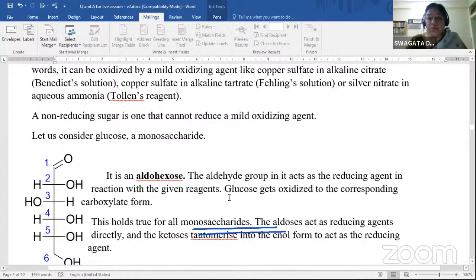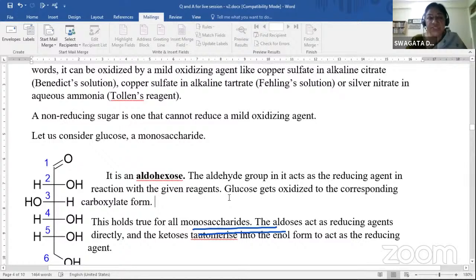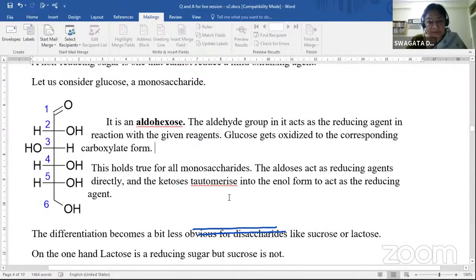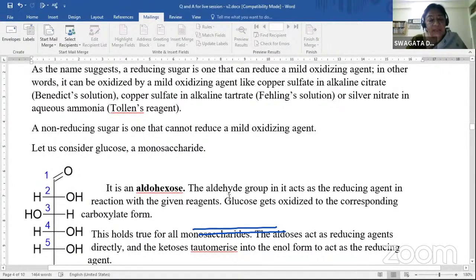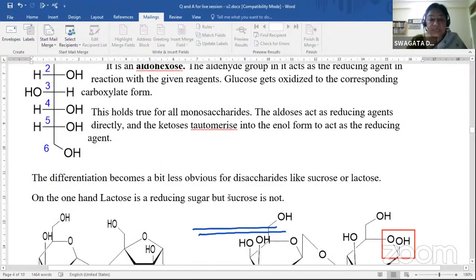And this aldehyde group can act as a reducing agent with the specific given reagents as mentioned on the top, and as a result, glucose gets oxidized. Now, this is true for most monosaccharides. The aldoses act as reducing agents directly. And the ketoses, which have the double bond O, would tautomerize into what is called an enolic form, and then act as a reducing agent. But when we have disaccharides, that becomes a problem, because not all disaccharides can be reducing agents.